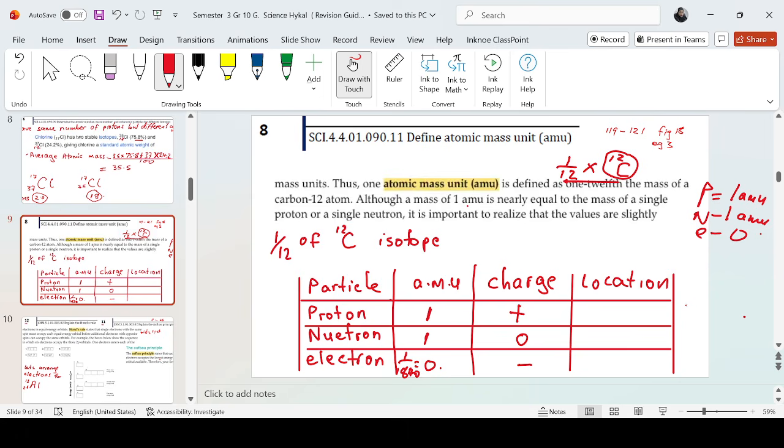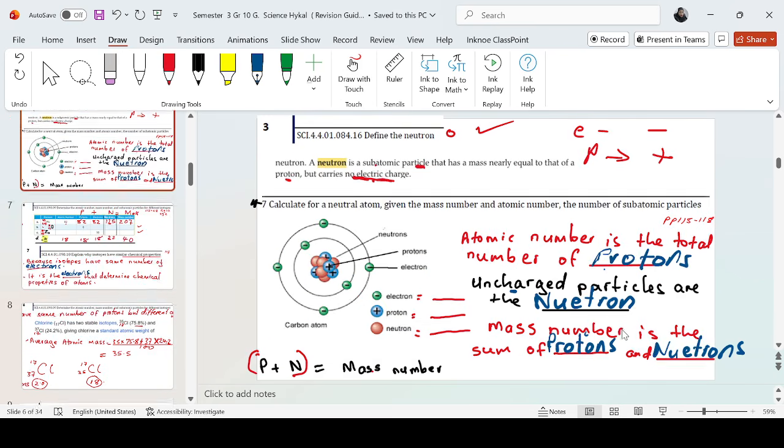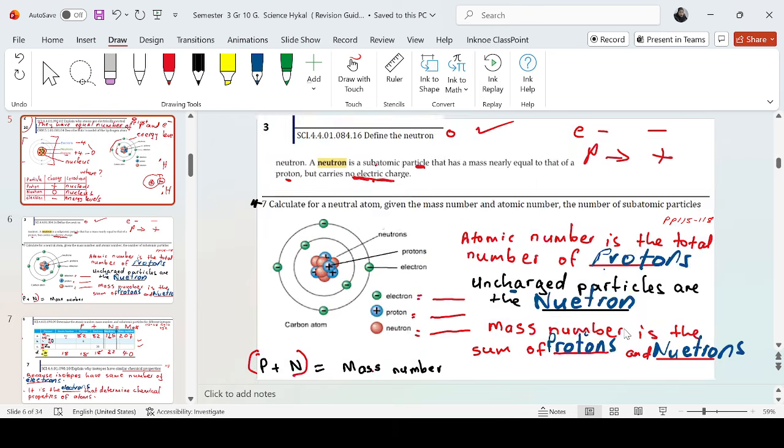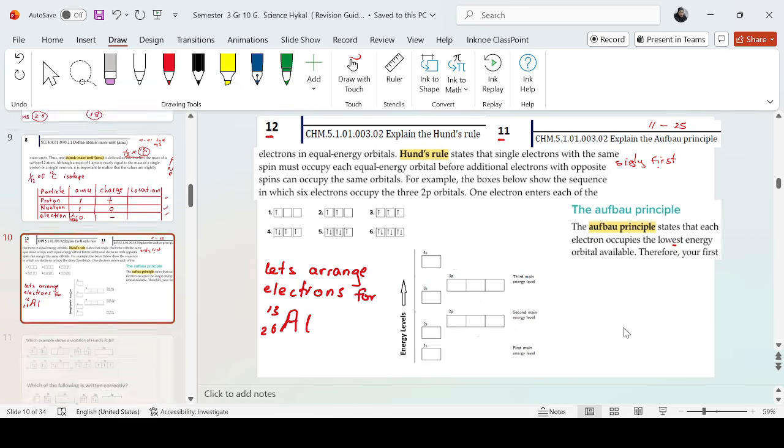Location, can you tell me? I told you. Where do we find a proton, a neutron, and an electron? Go back to the previous slide, this one. Okay, let's continue.